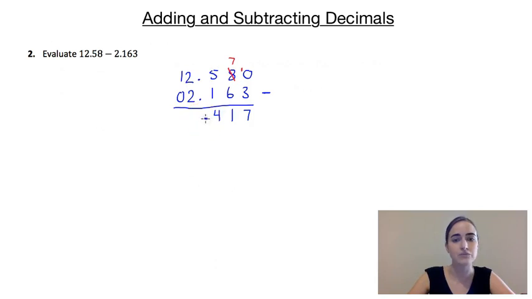And then we carry our decimal down here. 2 minus 2 is 0. And 1 minus 0 is 1. So we end up with 10.417 as our solution. So that's having a look at adding and subtracting decimals.